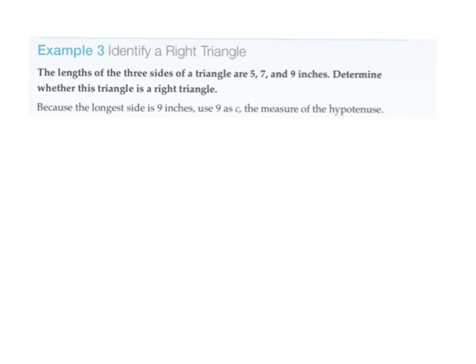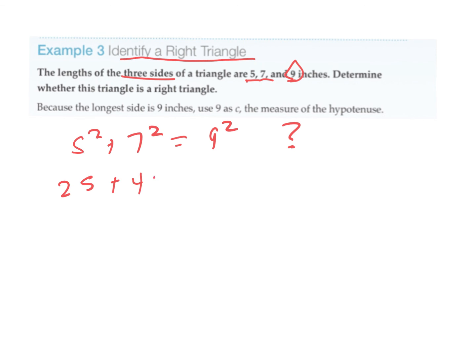So what we're going to do now is identify a right triangle. If we're given our 3 sides, 5, 7, 9, the longest side, 9, is our hypotenuse. So the other 2 are legs. So if I go 5 squared plus 7 squared, I want to know if it equals 9 squared. That's the question. So let's go through the math. That's 25 plus 49. Does that equal 81? Well, if you do the math, this will be 74. So it does not equal 81. So it's not a right triangle.